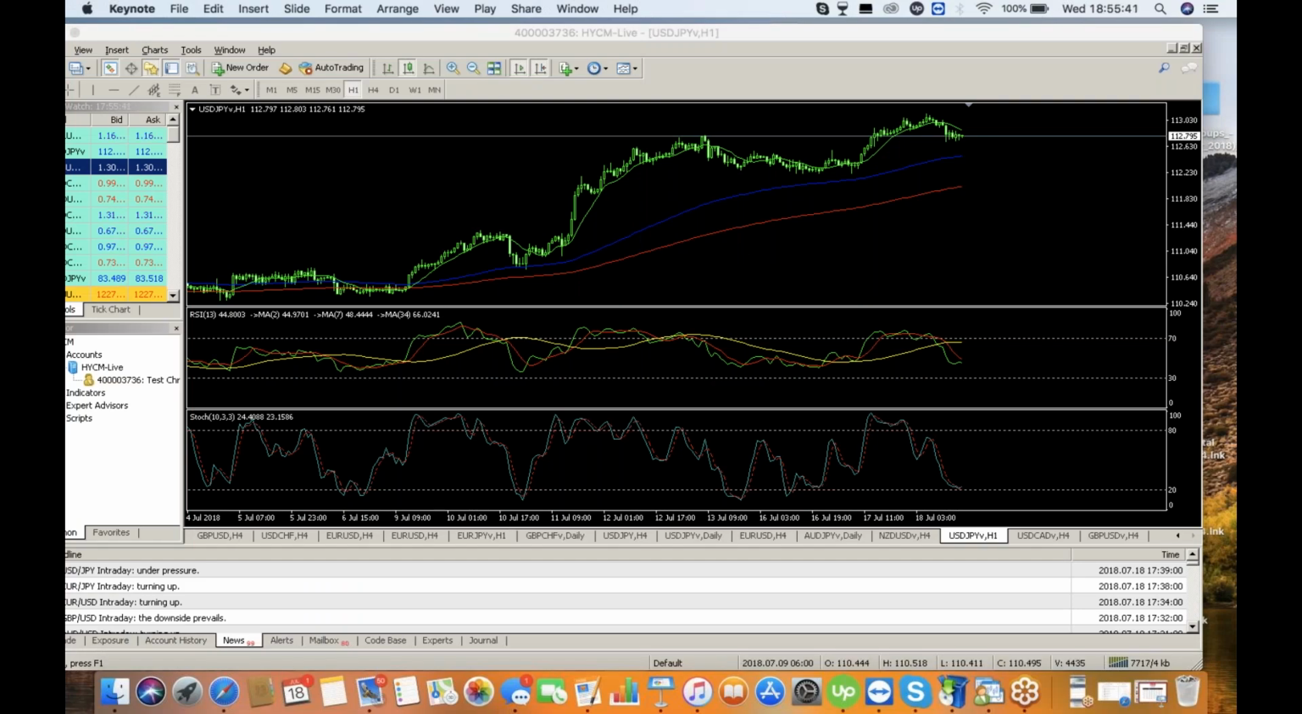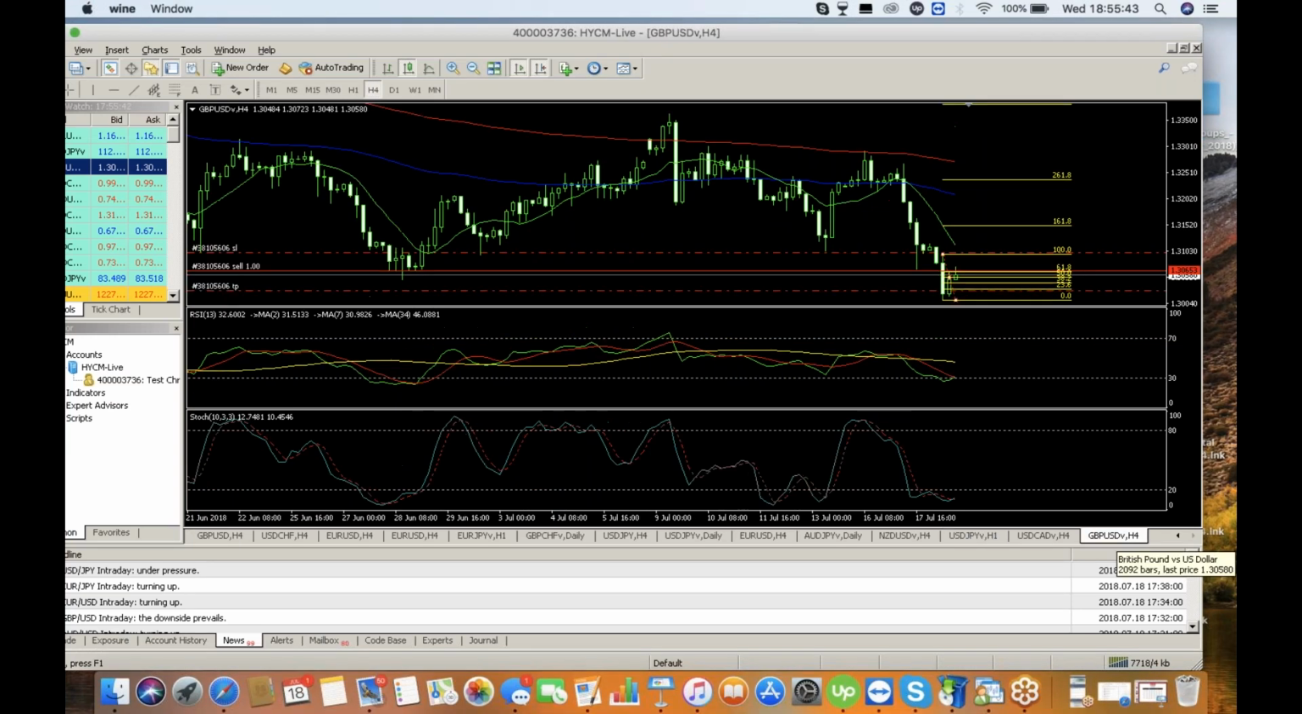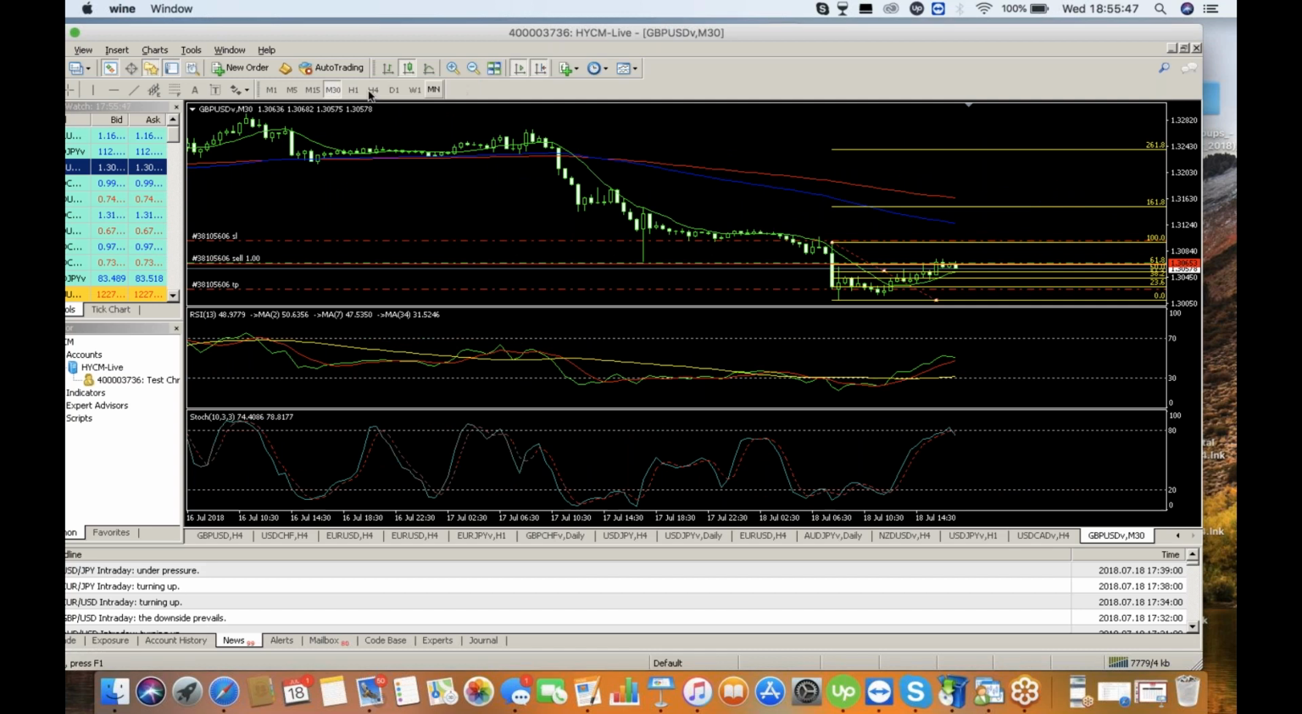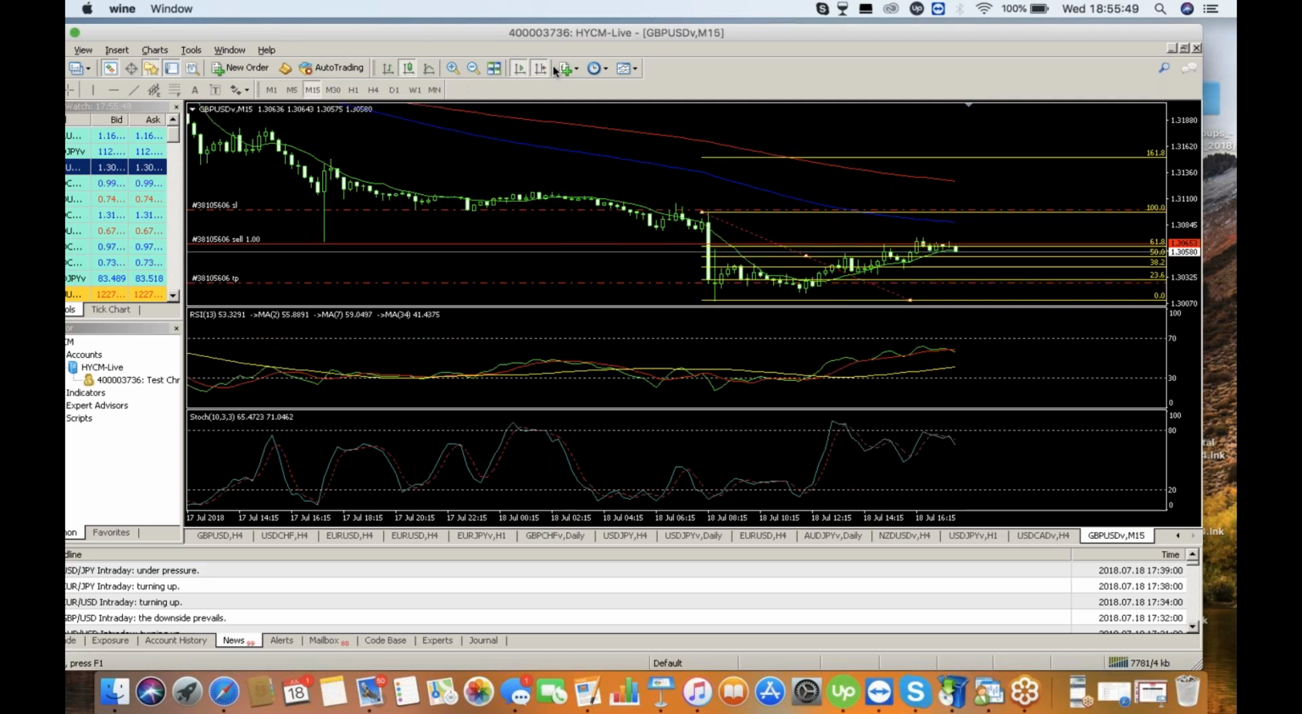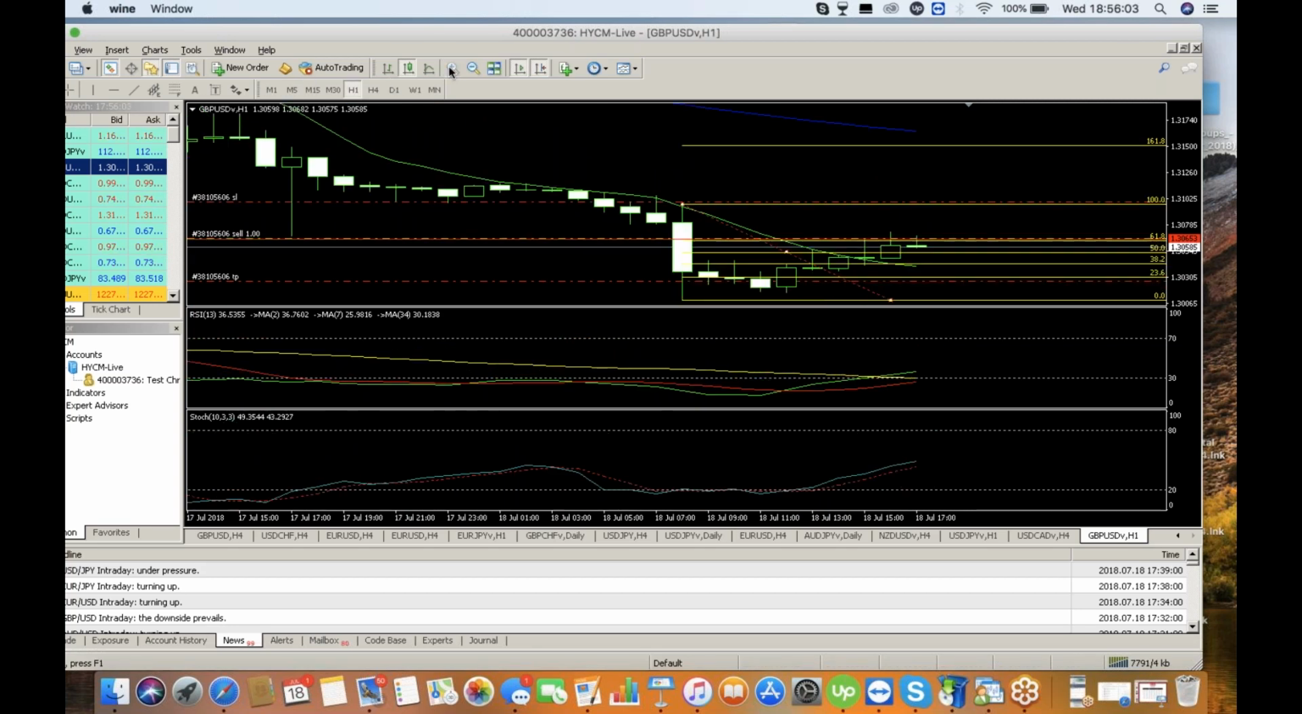So we go to our chart, and you can see price beginning to pull off to the downside. Sorry, let me just enlarge the screen.